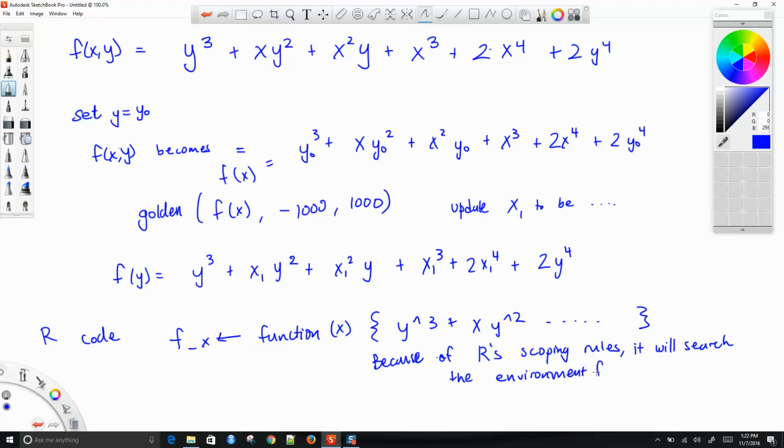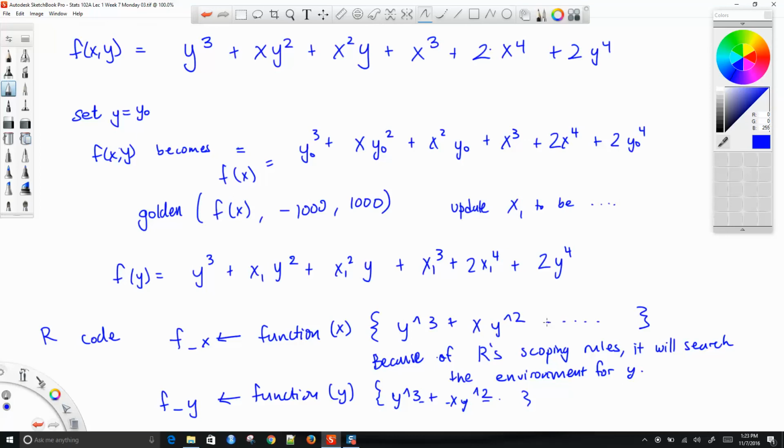Okay. And then you'll need another function, f sub y, and this is going to be a function of y. It's pretty much also going to be the exact same thing as over here, but you're now saying that this is just a function of y. Okay, and again, because of our scoping rules, it will search the environment for the values of x. So this will still be y to the third plus x, y squared, etc.